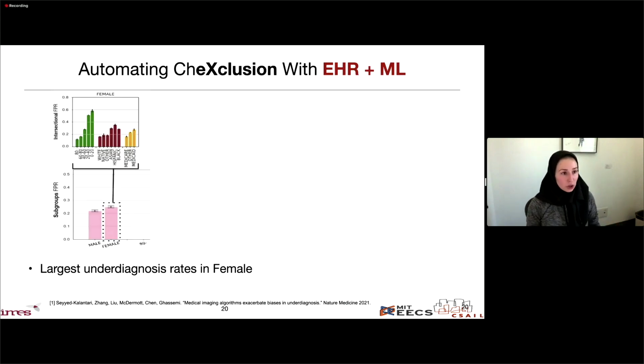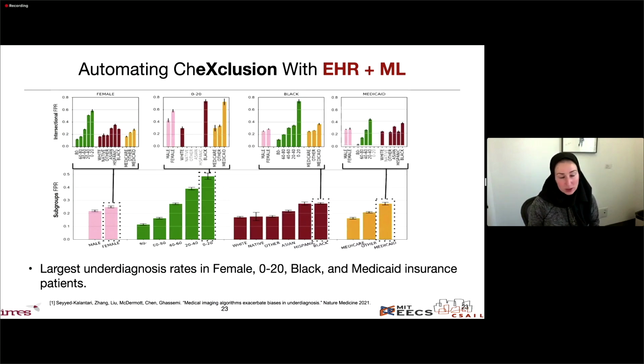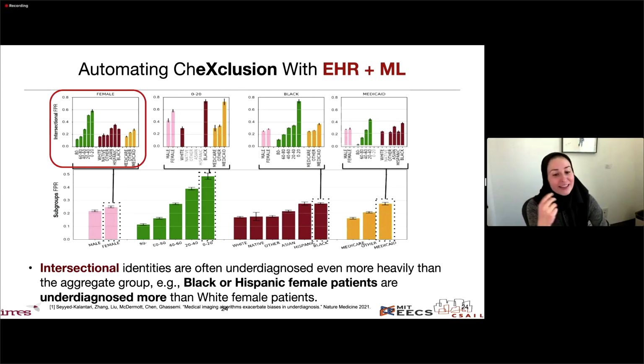has a larger underdiagnosis rate in female patients, young patients, Black patients, and patients on Medicaid insurance. And intersectional identities often have even heavier underdiagnosis rates than the aggregated group. That means that if you are a Black or Hispanic female patient, then you are doing strictly worse than female patients in general or than white female patients.